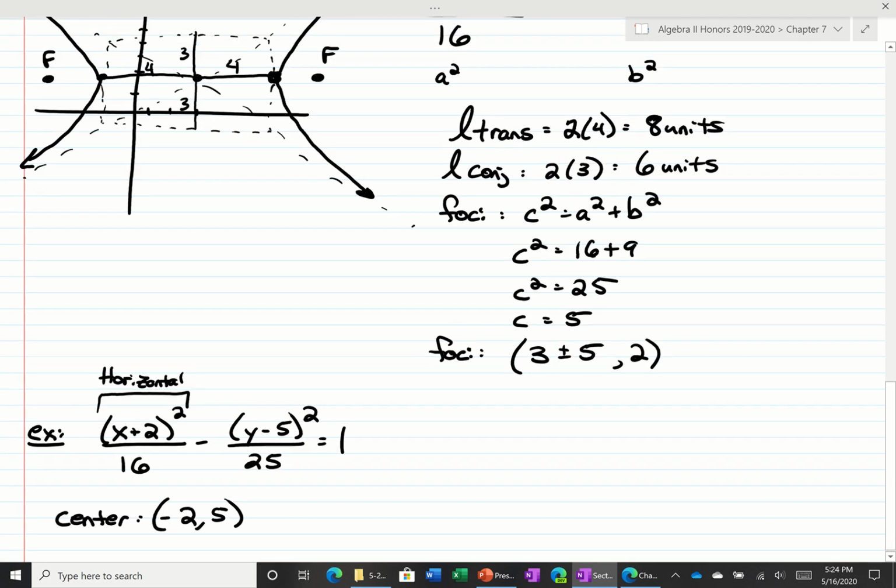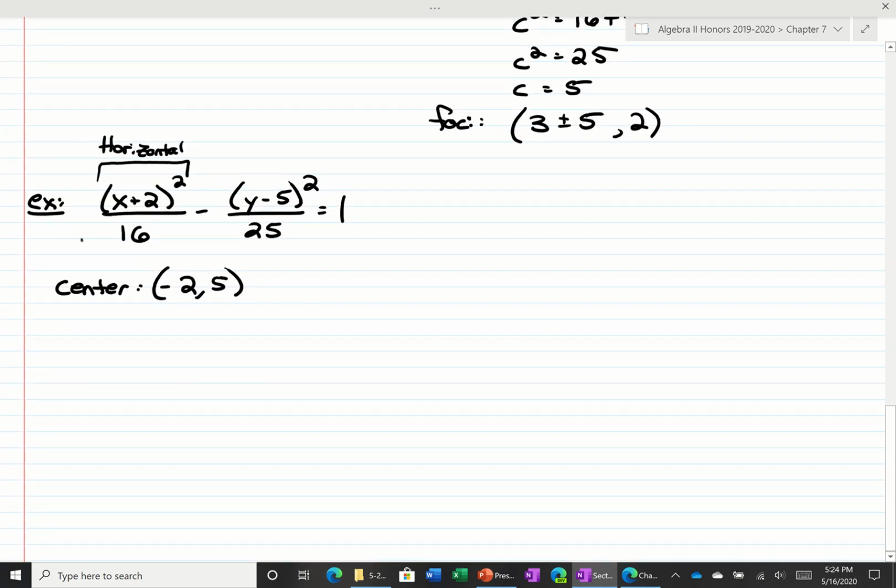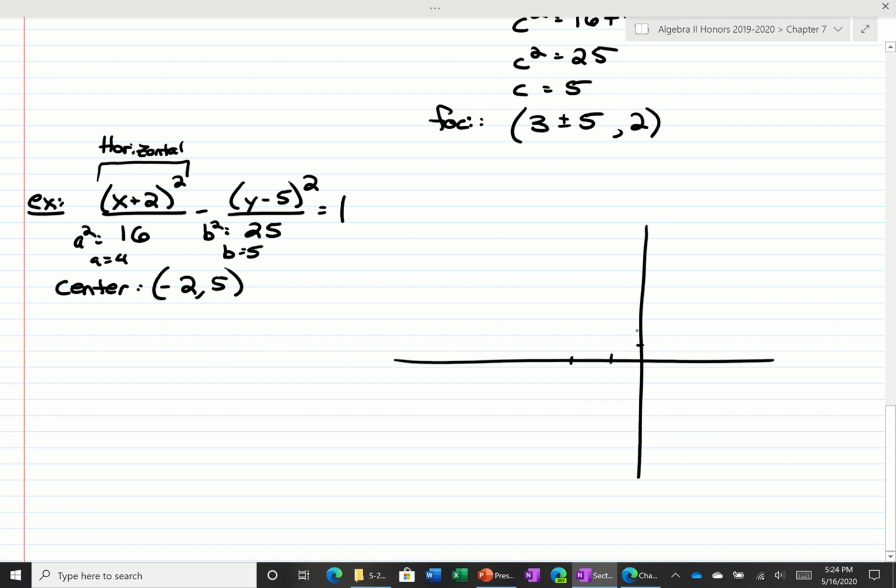What else can we find? We know that a squared is 16, so a is 4. We know that b squared is 25, so b is 5. Now let's start drawing this here. So negative 2, 5. Because it's horizontal, we're going to go 4 units this way, 4 units this way. B is 5, so we'll go in the opposite direction, 5 units.